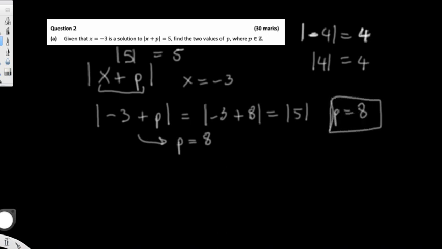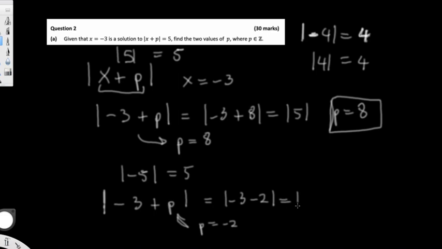But likewise, in the other way, the absolute value of -5 is equal to 5. So then the question is how do we get -5 to be in there? So -3 plus p. So here, if p is equal to -2, then we would have -3 minus 2, which is -5, and the absolute value of -5 is equal to 5. Okay, so the two answers are p is equal to 8 and p is equal to -2.